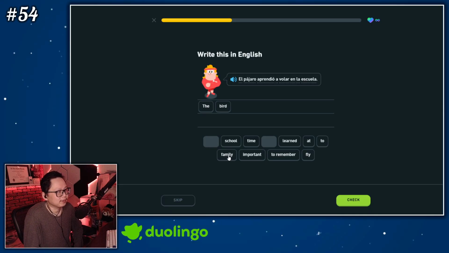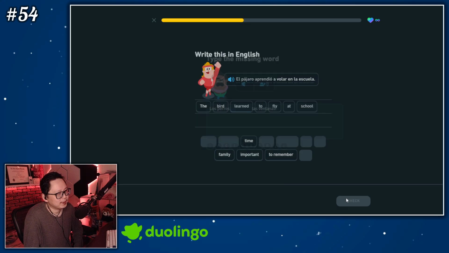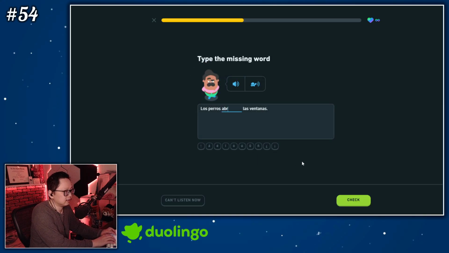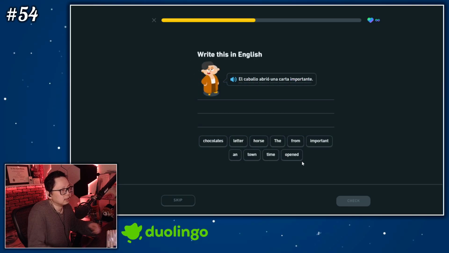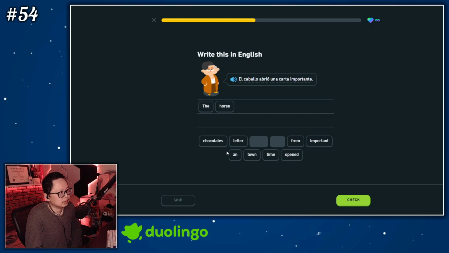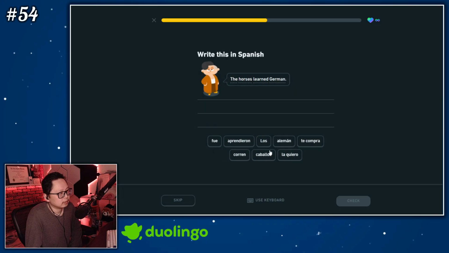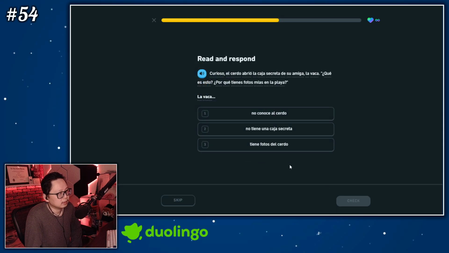El pájaro aprendió a volar en la escuela. The bird learned to fly at school. Los perros abrieron las ventanas. Abrieron. El caballo abrió una carta importante. Los caballos aprendieron alemán. Curioso, el cerdo abrió la caja secreta de su amiga, la vaca. ¿Qué es esto? ¿Por qué tienes fotos mías en la playa? La vaca no conoce el cerdo. ¿Tienes fotos del cerdo?